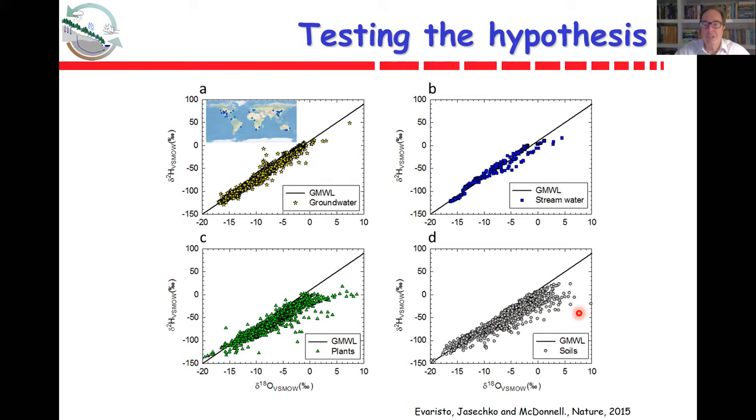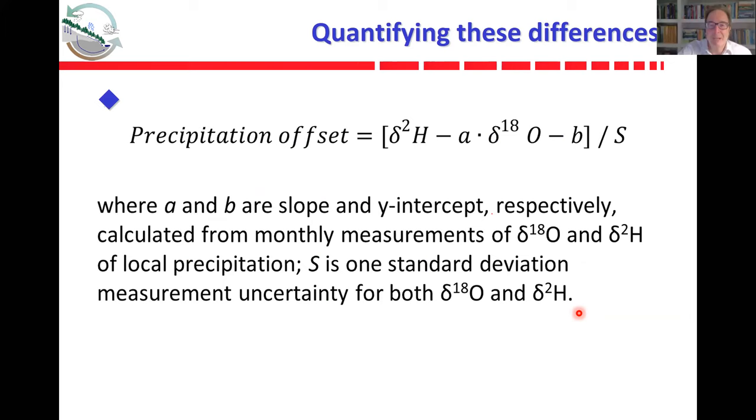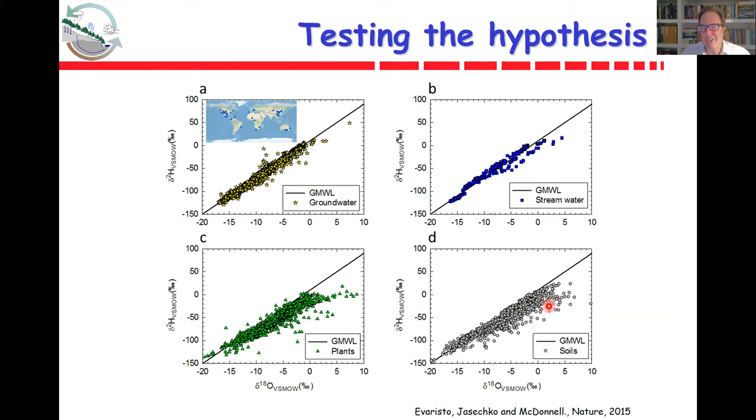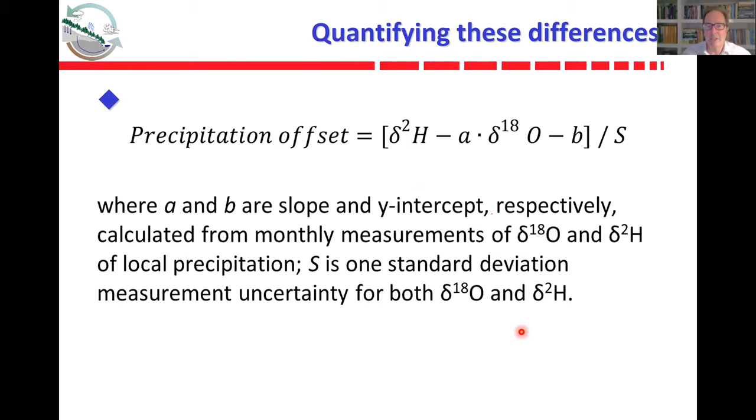So this again was a surprise to us. But how can we quantify this? If you squint your eyes, you can see that the plants and the soils drift off the line on a lower slope. How do we quantify that? Well, there's a very simple way, and it's called the precipitation offset.